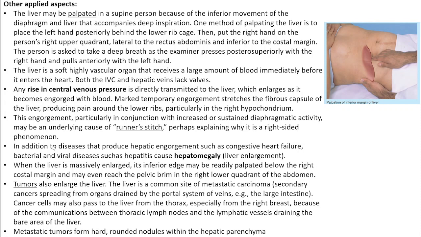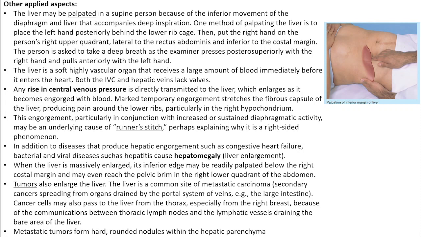Now, in addition to diseases which produce hepatic engorgement like congestive heart failure, bacterial and viral diseases also cause inflammation of liver, which is called hepatitis, and they cause enlargement of the size of liver also, that is called hepatomegaly. So when the liver is massively enlarged, its inferior edge may be readily palpated below the right costal margin. It may even reach the pelvic brim. The liver might get enlarged so much, right? And tumors may also enlarge the liver.